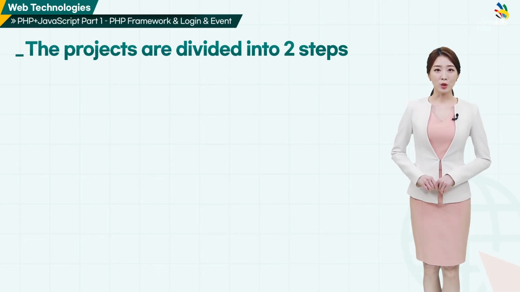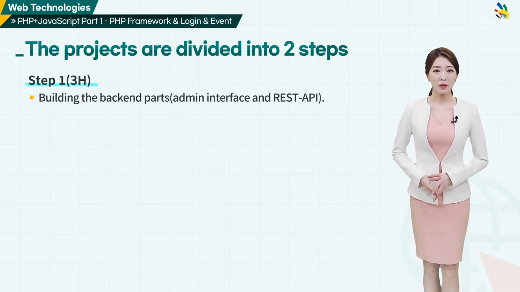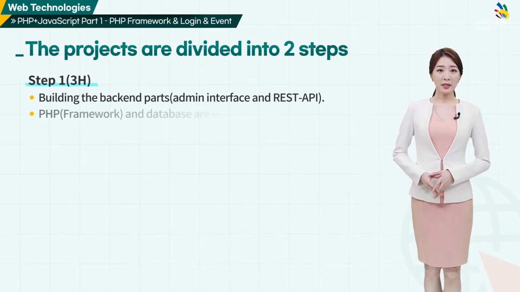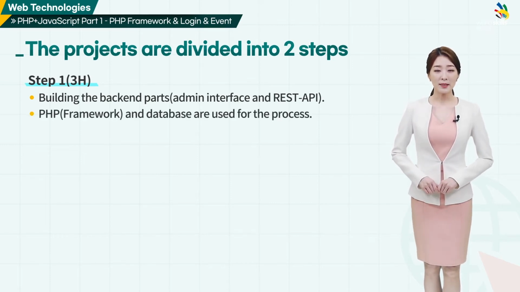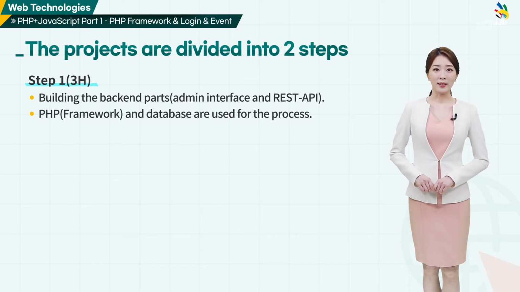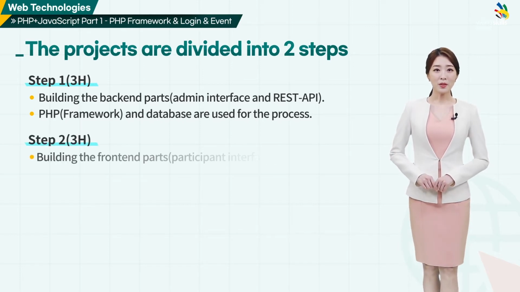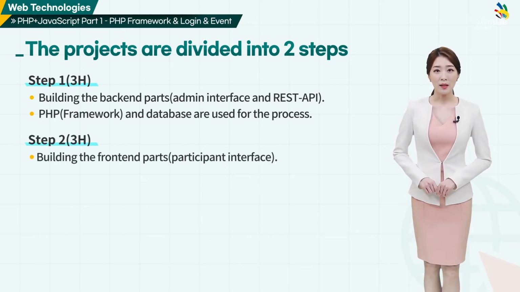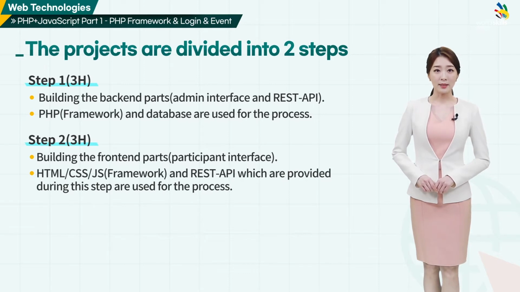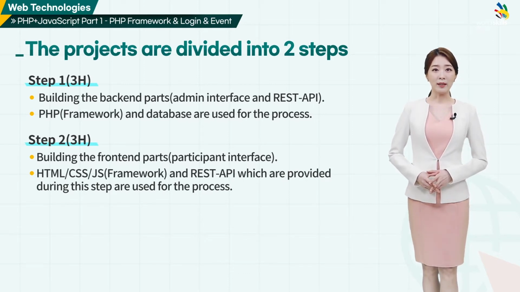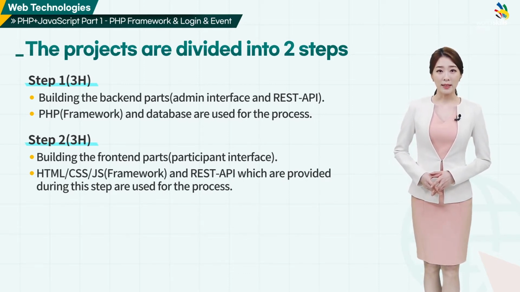The project is divided into two steps. Step 1 is to build the back-end parts which are designed to use PHP, a framework, and a database. Step 2 is to build the front-end parts which are designed to use HTML, CSS, a JS framework, and REST API, which are provided during this step.